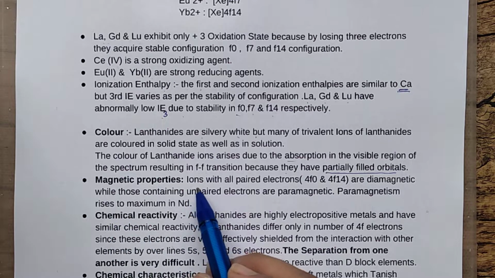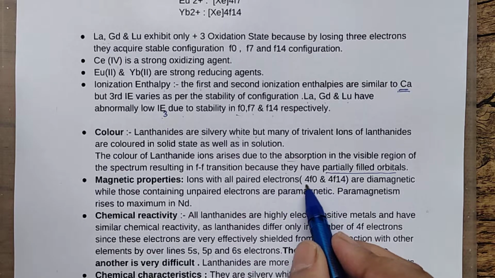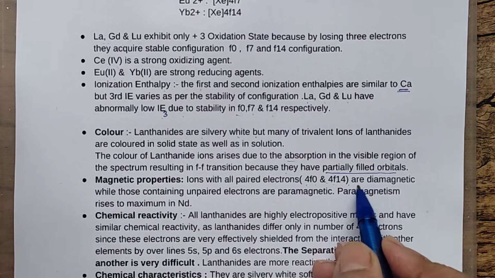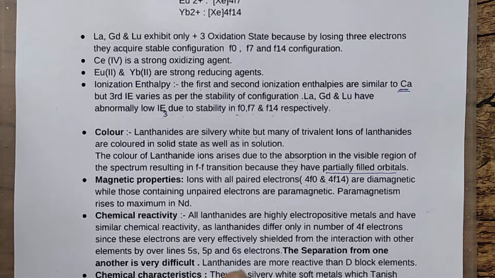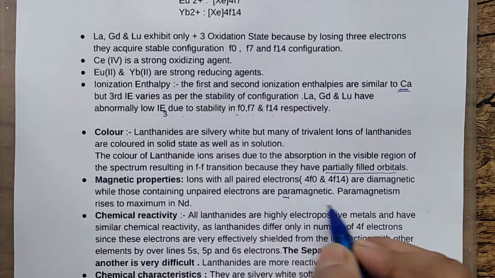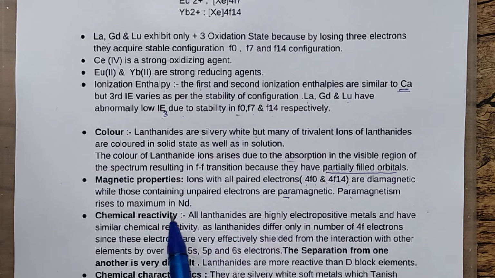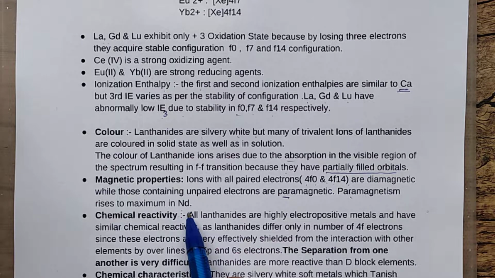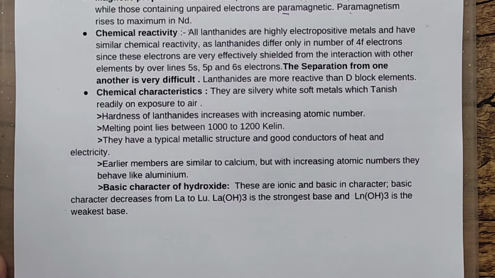The next property we discuss is magnetic property. Now, if the ions are having all paired electrons or no electron, that is if it is f0 or 4f14, then they will be diamagnetic. And if there are some unpaired electrons in them, then they will be paramagnetic. The paramagnetism arises to maximum in Nd, because it depends upon the number of the unpaired electrons in them. Got it?